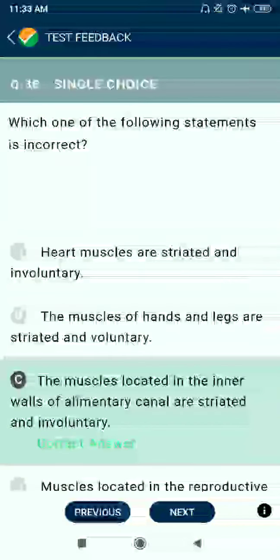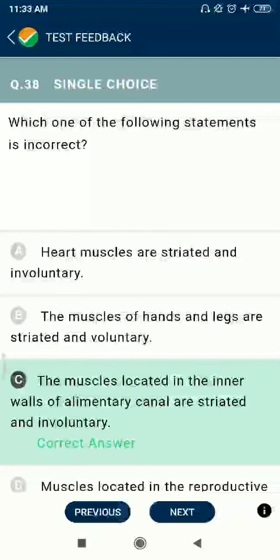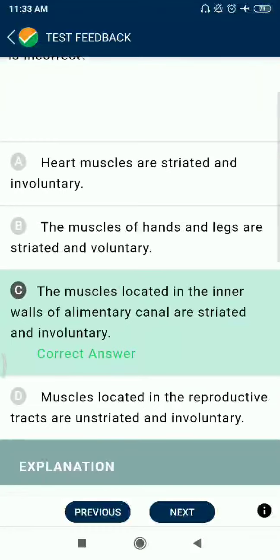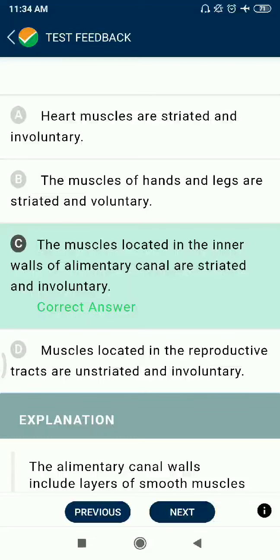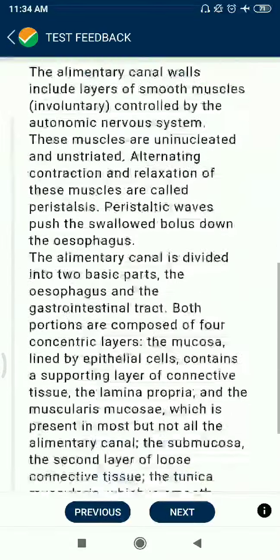Question number 38. Which one of the following statements is incorrect? Heart muscles are striated and involuntary. The muscles of hand and legs are striated and voluntary. The muscles located in the inner walls of an alimentary canal are striated and involuntary. This is not correct. Muscles located in the reproductive tracts are unstriated and involuntary.